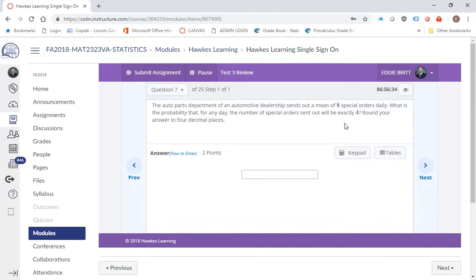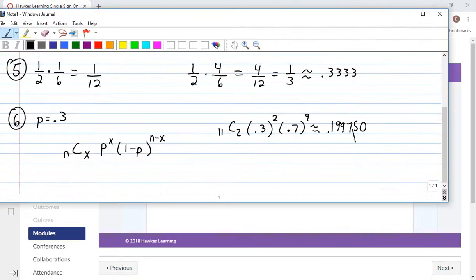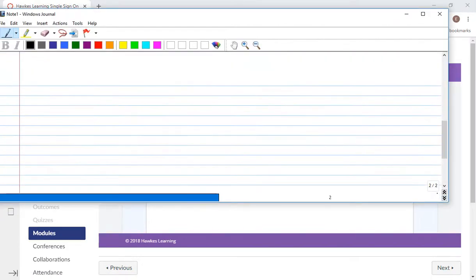Anytime you start talking about time, like 8 special orders daily, what's the probability that exactly 4 will be sent out? That is one that we're going to have to use this formula on. So anytime you start talking about mean time and things like that, you have to use this formula. e to the negative lambda times lambda to the x all over x factorial.